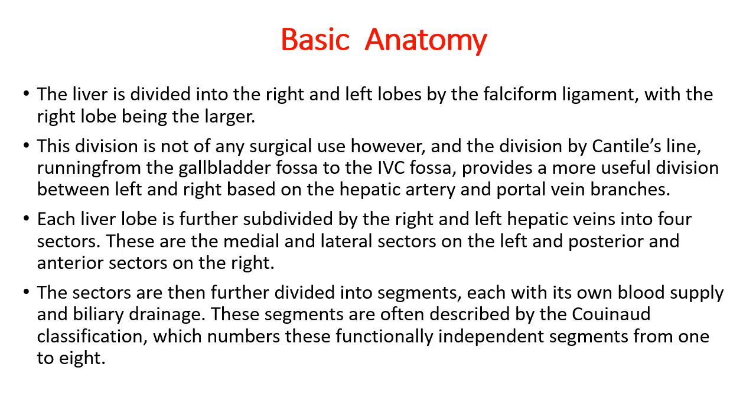Each liver lobe is further subdivided by the right and the left hepatic veins into 4 sectors. These are the medial and lateral sectors on the left, and the posterior and the anterior sectors on the right. The sectors are then further divided into segments, each with its own blood supply and biliary drainage. These segments are often described by the Couinaud classification, with the number of these functionally independent segments from 1 to 8.